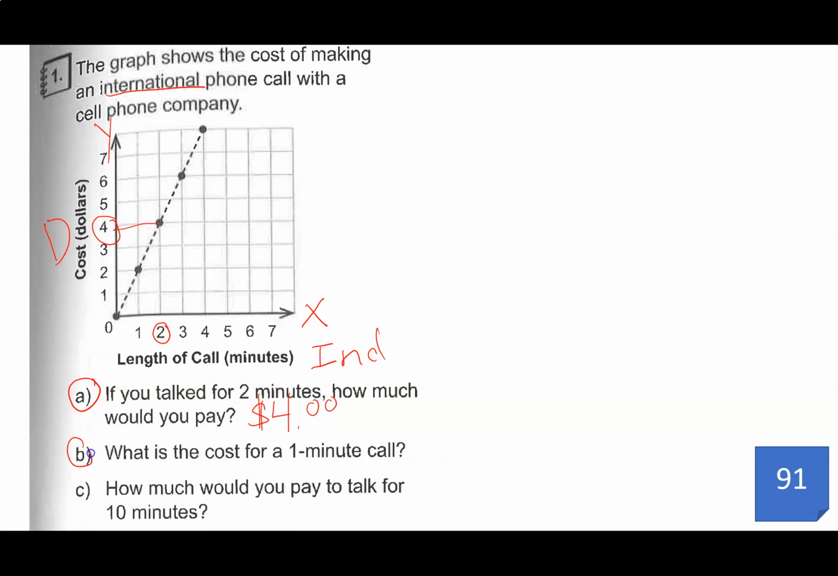Part B, what is the cost of a 1-minute call? Again, we're going to go to the x-axis, length of call, 1 minute, and we can see that would cost $2.